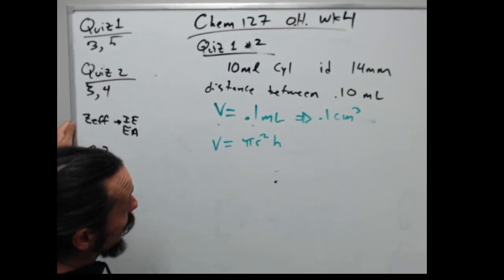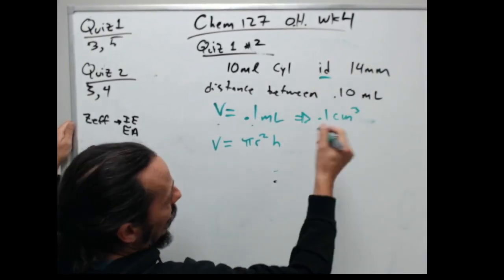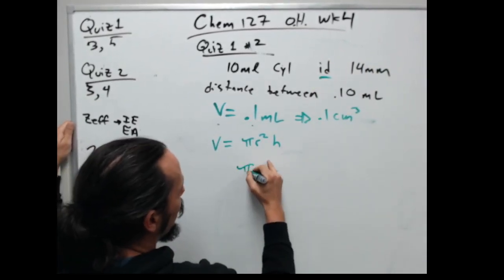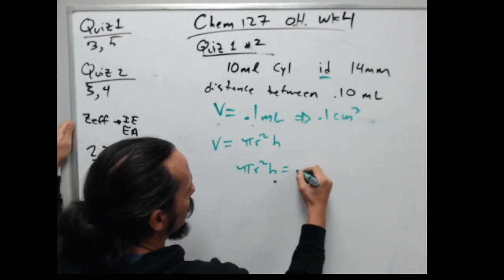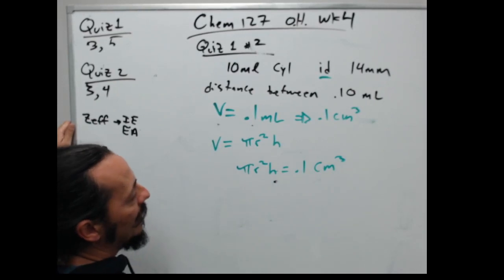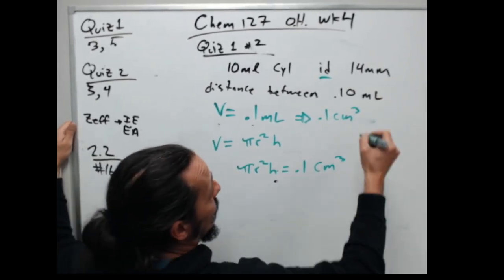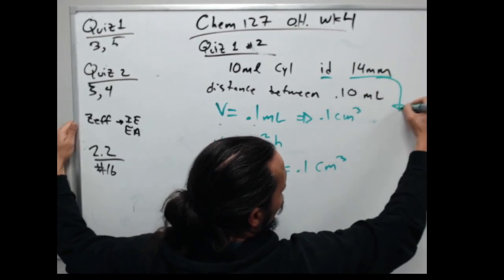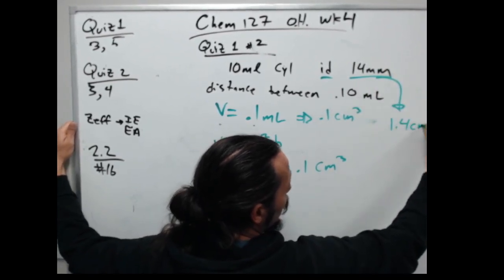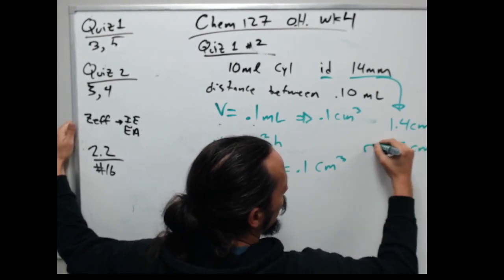We have to be careful because this is in millimeters and it's the diameter. But now I just set these two things equal to each other. Pi r squared h is equal to 0.1 centimeters cubed. Make sure I get my radius correct. Because this is in centimeters and it's asking for an answer in centimeters, I'm going to take this and turn it into 1.4 centimeters. I'm going to divide it by 2 to get 0.7 centimeters for my radius.